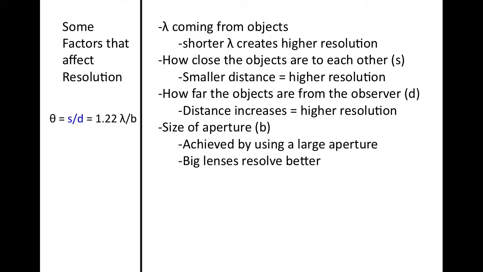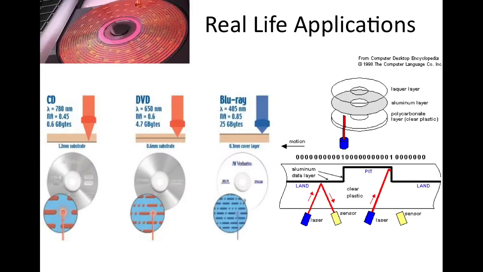Let's look at some real-life applications of resolution. CDs and DVDs use reflection from laser lights that shine on areas called pits, which are grooves in the surface of the CD or the DVD. There are circular tracks that are placed around the disc. The width of these tracks are around 5 times 10 to the negative 7th meter, or 500 nanometers.